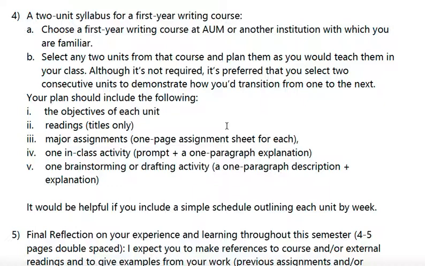So for example, many of you have worked in 1010 classes. This means that you will choose either 103 or 1020, or if you are choosing from a different university, something equivalent to any of these courses. If you have done 1020, then I expect you to do your course syllabus on 1010 or 103, and so on and so forth. Okay? Select any 2 units from the course.